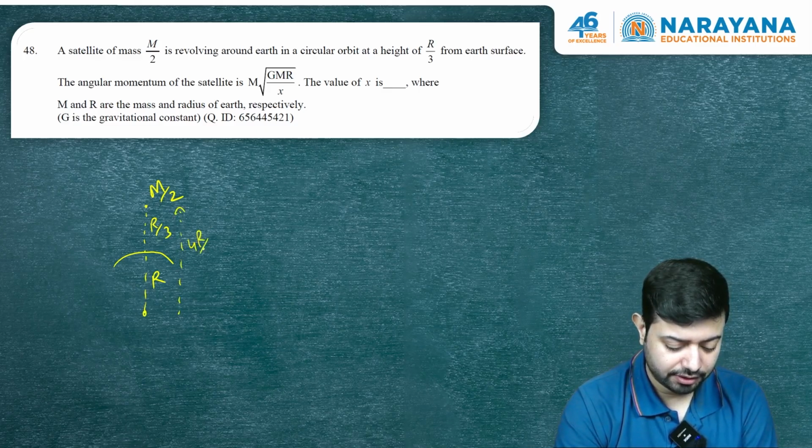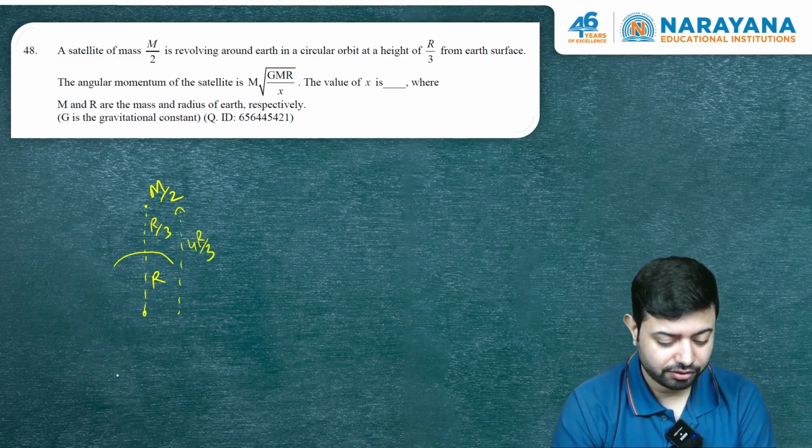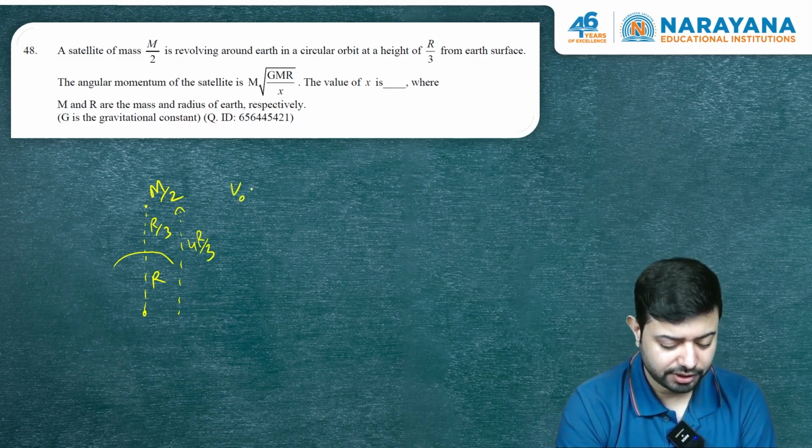4r by 3. Okay. Now, it is revolving around Earth in a circular orbit. What about the velocity, the orbital velocity then?